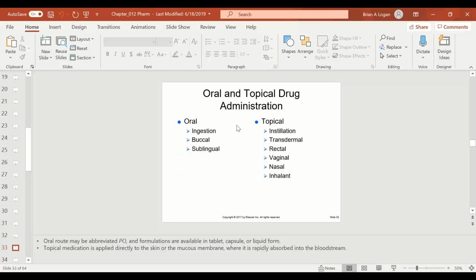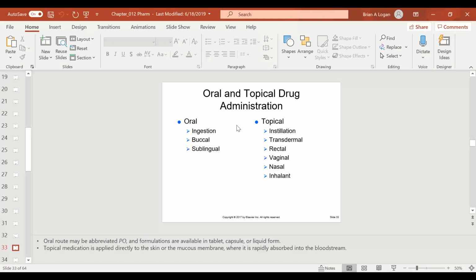Oral is through the mouth, right? You either swallow it down into the stomach or you have it buccal, which means, some of you have probably done this: you have a piece of hard candy and you put it in between your cheek and your gums. That's buccal. There are certain medications that get absorbed through that mucosal membrane, and that's where you put it, right in between the cheek and the gum line.